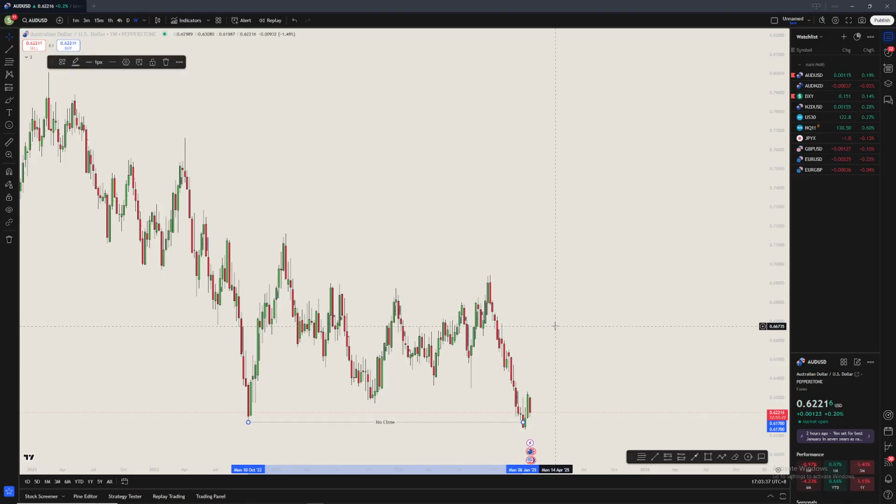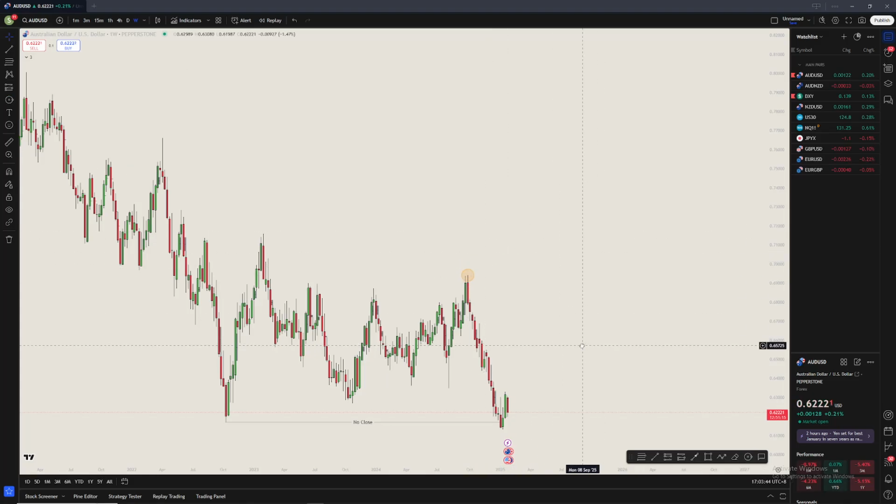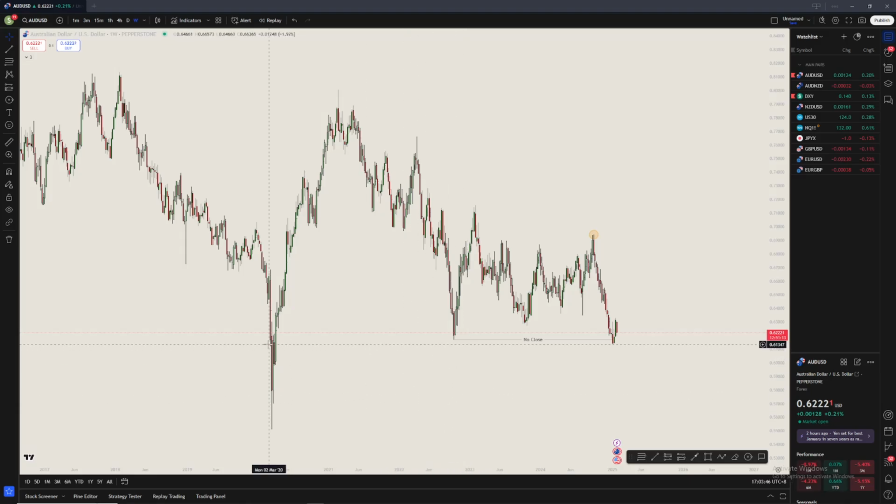Okay, so this is no close. So what does no close mean? Now that this is a no close, this would prove that this is a weak high, a potential weekly high. And at this level, the last time it closed below was all the way back in 2020.